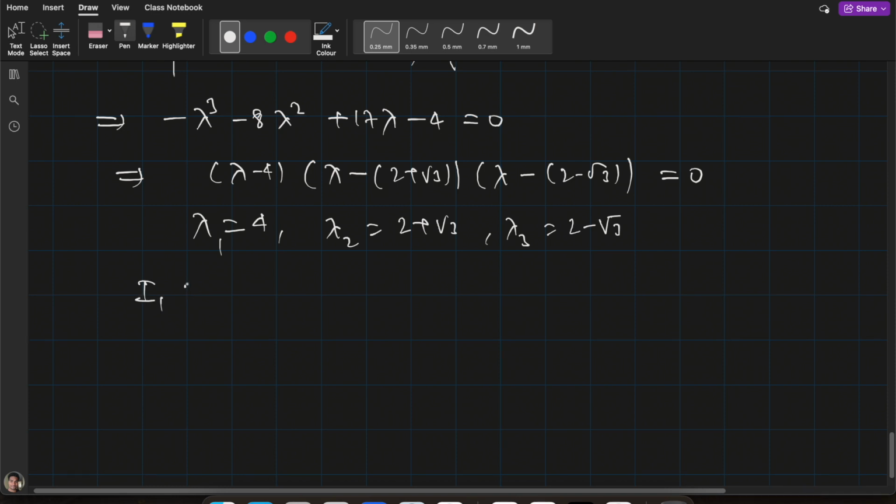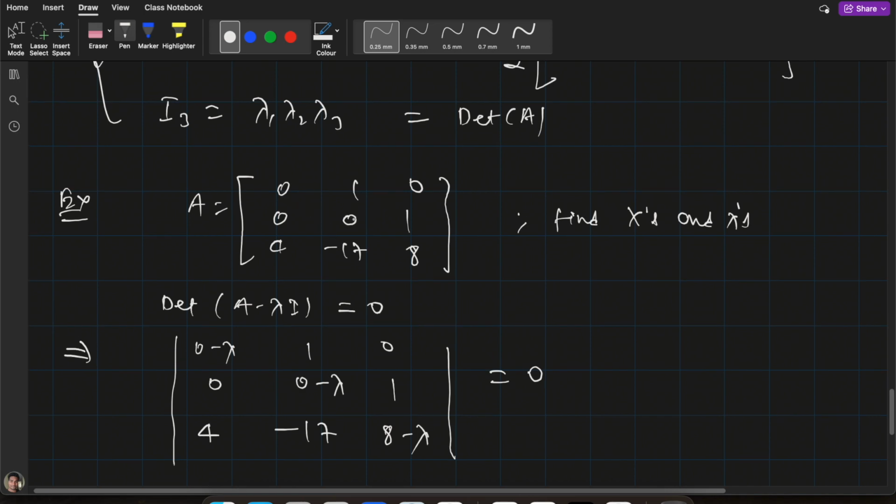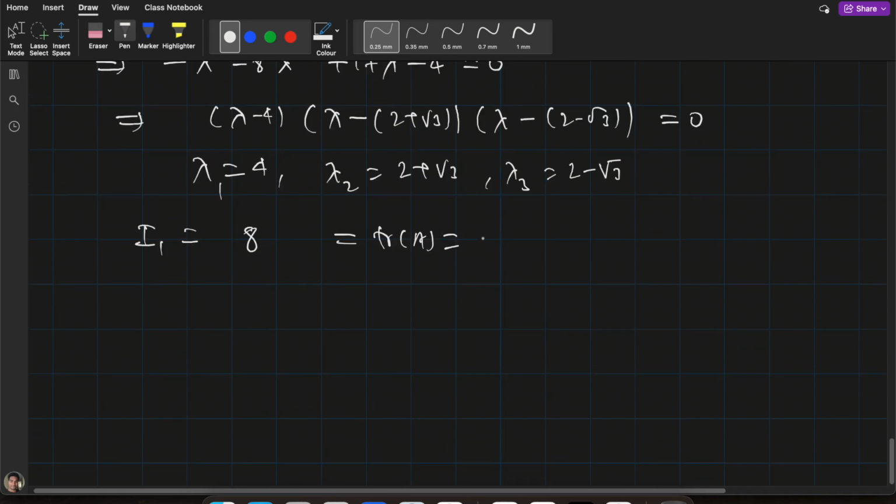Now I want to check it. Suppose I want to find I1. I1 will be what? The sum of these lambdas. So you can see that the root 3 terms will cancel out and you will get 4 plus 2 plus 2, which means 8. And that is nothing but the trace of A. Now find the trace of A. You can see 0 plus 0 plus 8, that is nothing but 8.